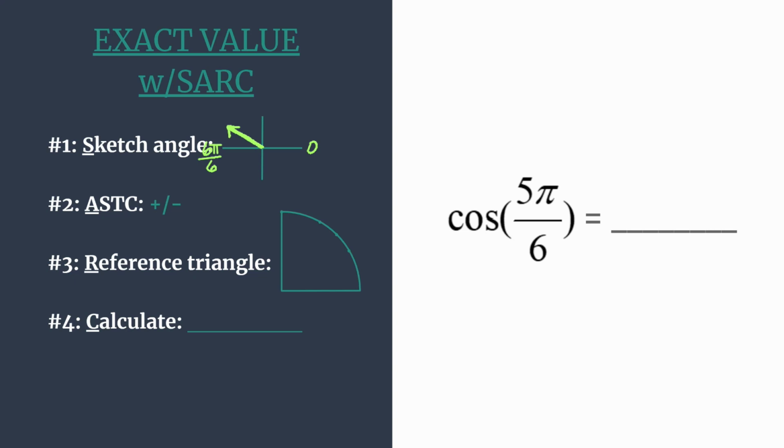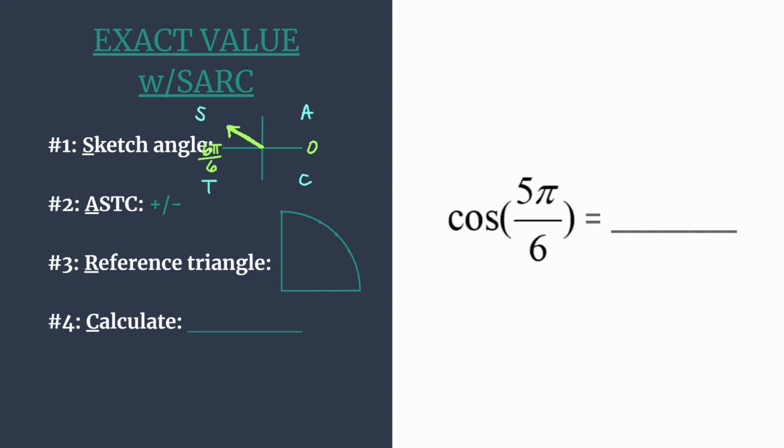So our angle's terminal side is in the second quadrant. Now on to the next step. ASTC. Think all students take classes. This is our acronym so we know which trig functions are positive in each quadrant. Starting in quadrant 1, we have A, 2 is S, 3 is T, 4 is C. So this will tell you which trig functions are positive. All are positive in the first. Sine and its reciprocal cosecant are the only ones positive in the second.